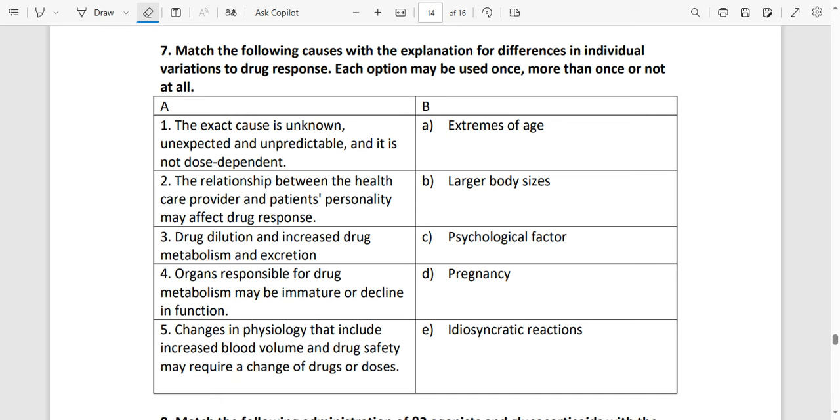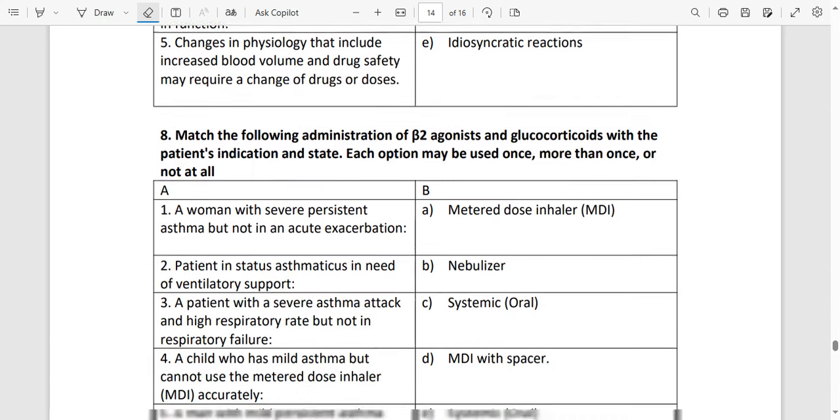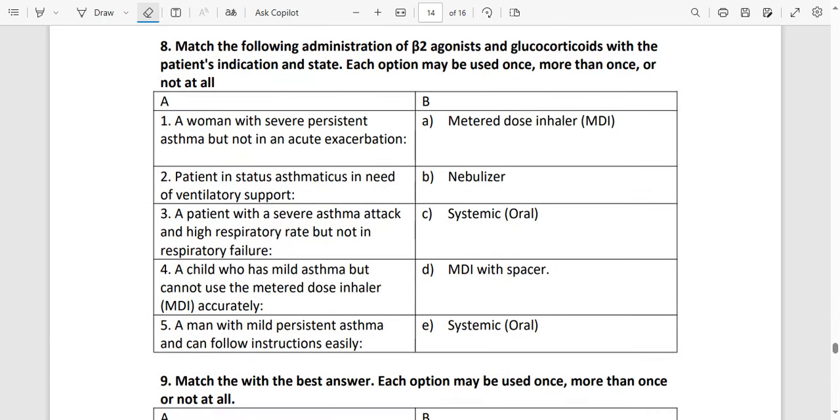Organ responsible for drug metabolism may be immature or decline in function. It's the age. Thank you so much. Change in psychophysiology that include increased BP, blood volume, drug safety may require a change of drug or dose. The pregnancy, that is physiological. Three more questions to go.